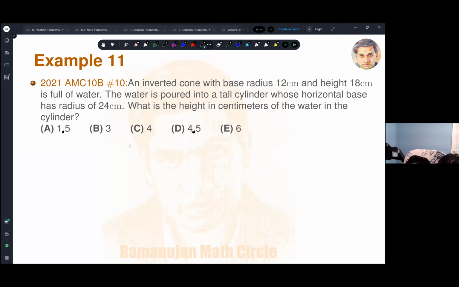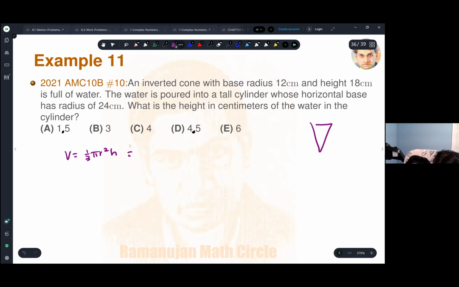Okay, so like we found before, the volume of a cone is equal to 1/3 pi r squared h. So we're going to find the volume of water first. Inverted cone, all it means is it's upside down. So the radius is 12 and the height is 18.